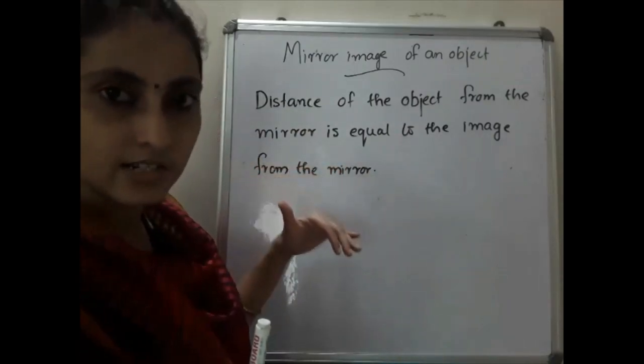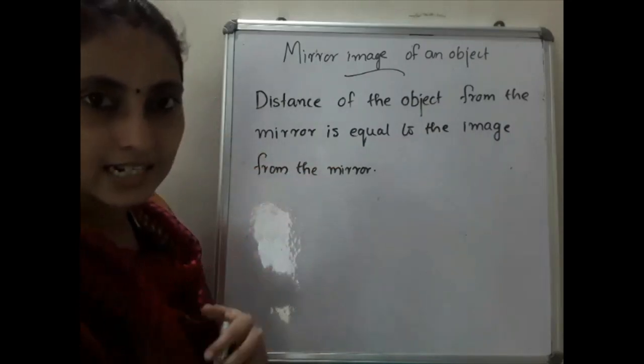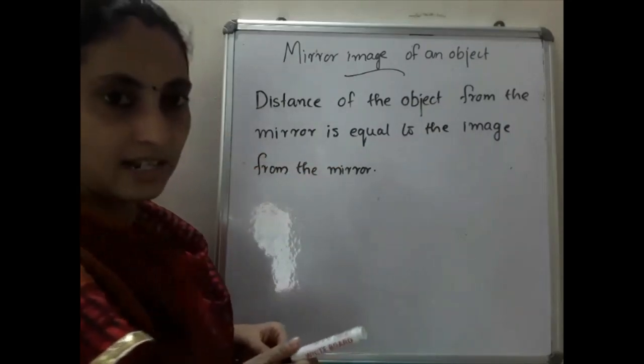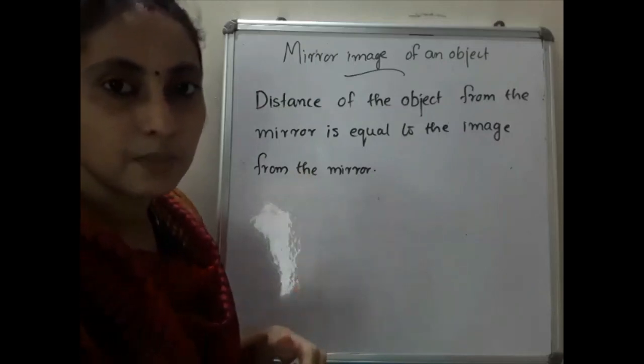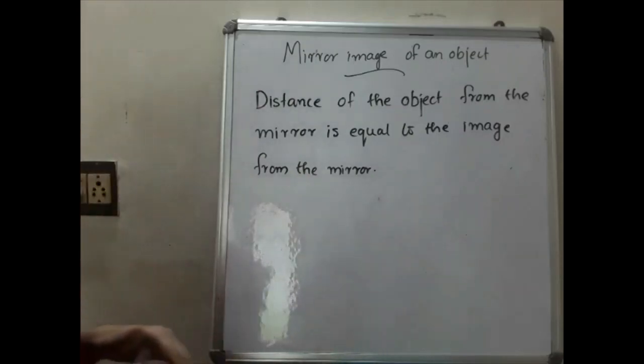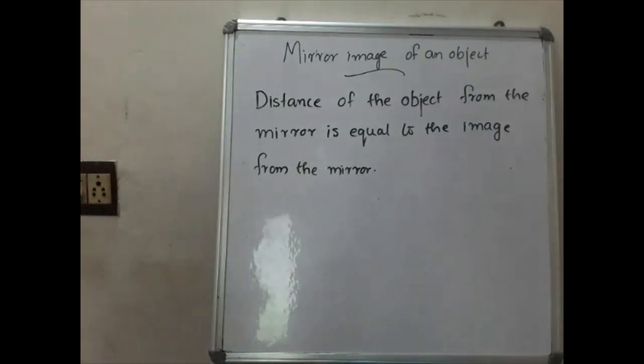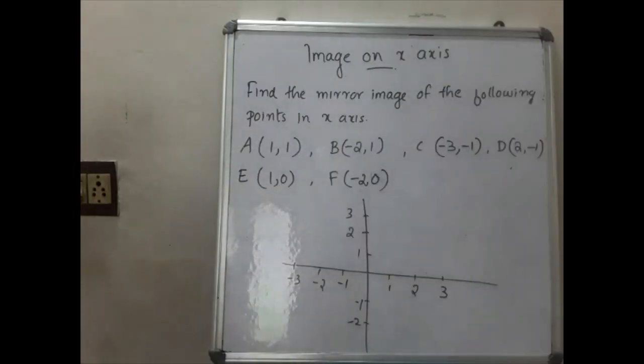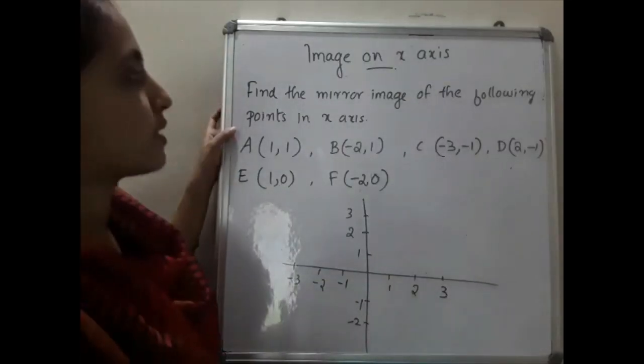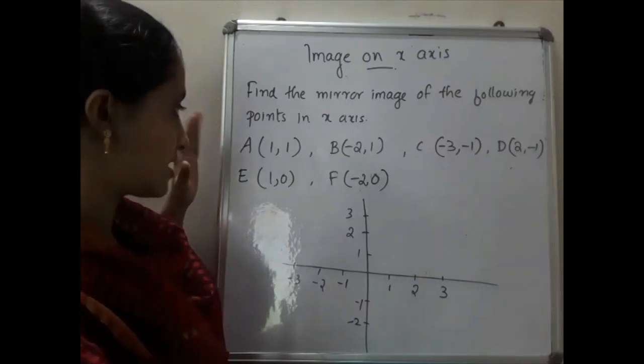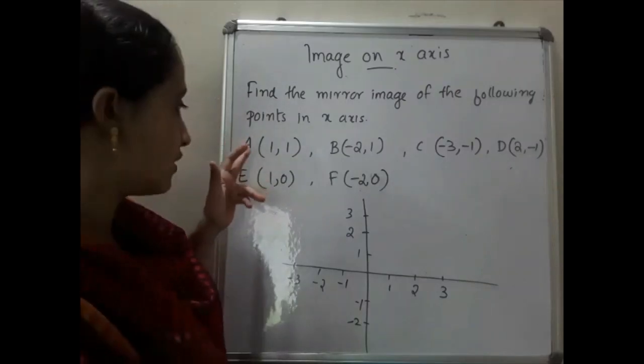So please write down this in your notebook, and write the next heading: image on x-axis. That is what we are doing problems based on. Our question is: find the mirror image of the following points in the x-axis. So first, you have to look at the first point.